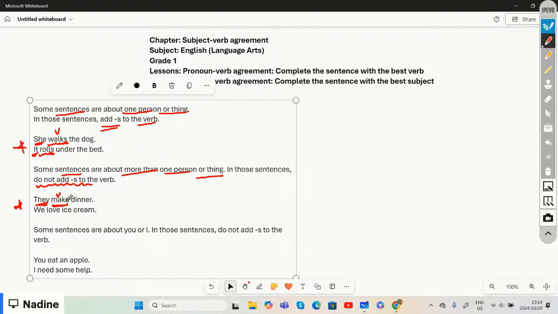The next one says we love ice cream. We refers to more than one person, and love is our verb. So you can see we did not add an S to our verb love. We love ice cream. No S.